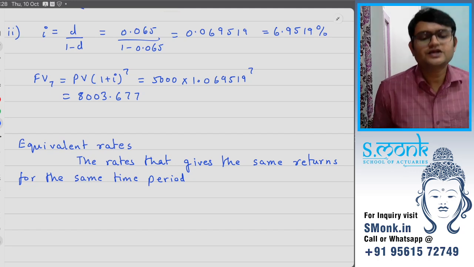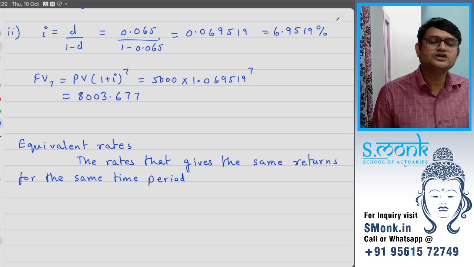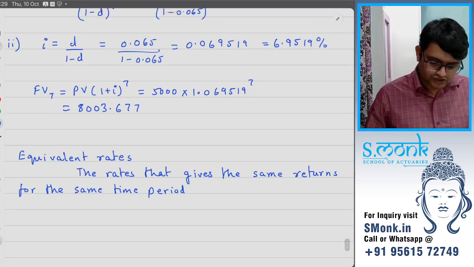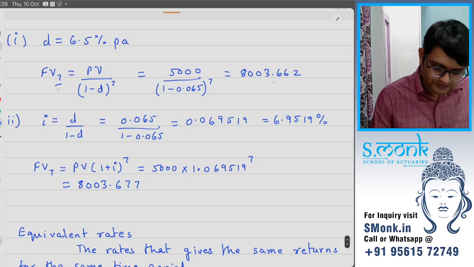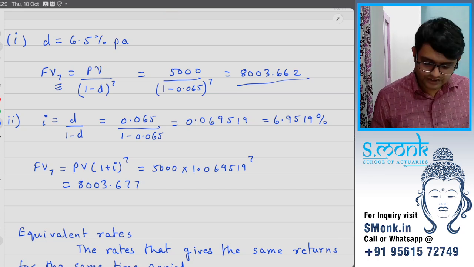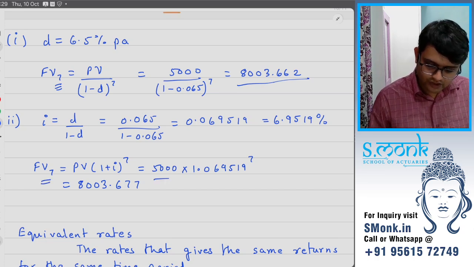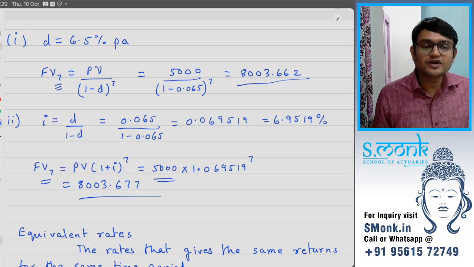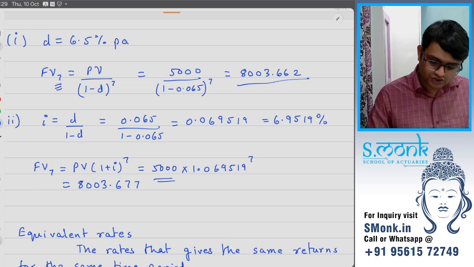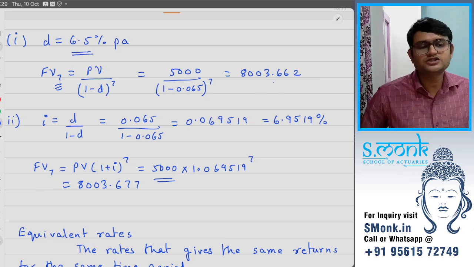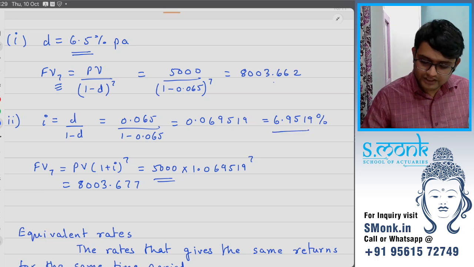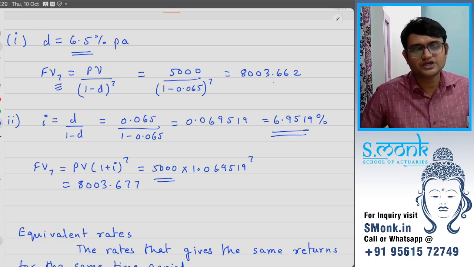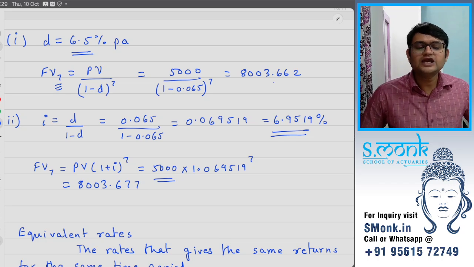So equivalent rates are nothing but the rates that give the same returns for the same time period. Like here, for the same time period of 7 years, the return on 5000 was 8003.66, and here also for the 7 years the return on 5000 was nearly the same, 8003.677, right? So they are giving us the same returns. That means these two rates, d being 6.5% and i being 6.9519%, they are equivalent rates.